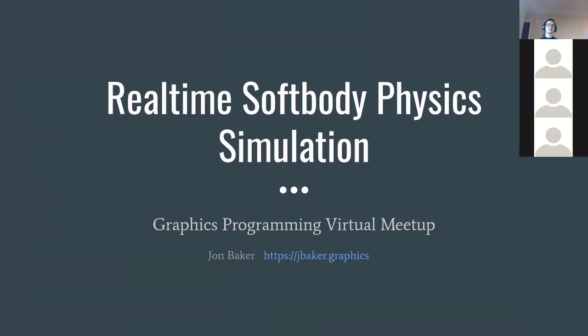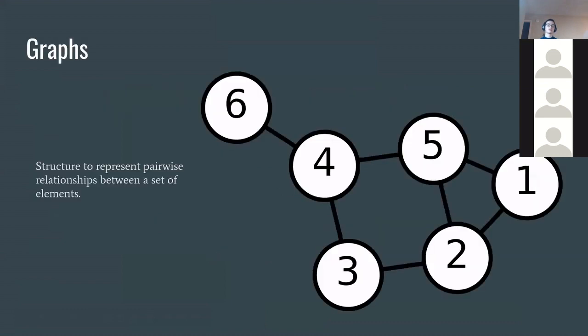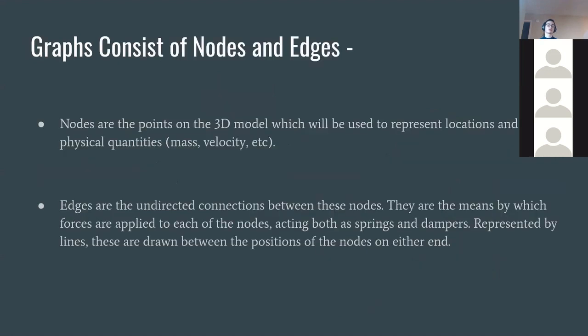This is going to be covering real-time soft body physics, and specifically there are different approaches to this type of simulation, and this is using spring mass damper systems. If you have a computer science background, you probably are familiar with the data structure of a graph. I think this is a very appropriate definition for this particular context. It's a structure to represent pairwise relationships between a set of elements. And so that consists of nodes and edges.